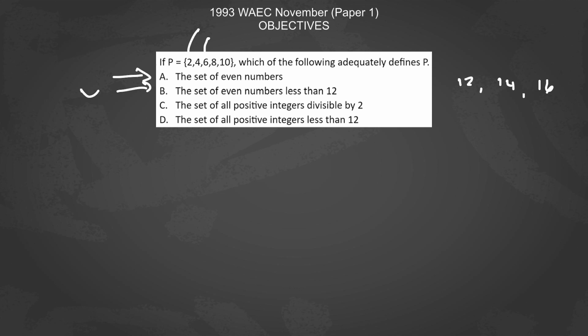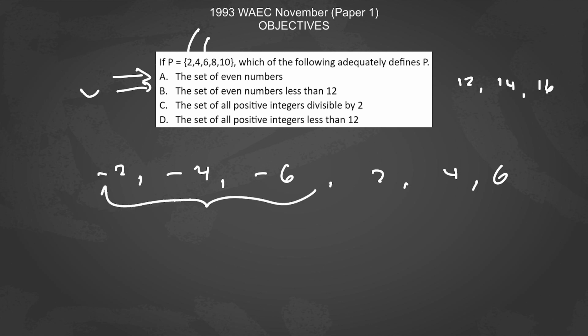What about C? C is saying the set of all positive integers divisible by 2. Well, remember, integers are a combination of negative and positive whole numbers. So for integers, negative 2 is divisible by 2, and so are negative 4 and negative 6, just like 2, 4, and 6. However, these negative values are not contained in our set P. Therefore, option C cannot be the correct answer.